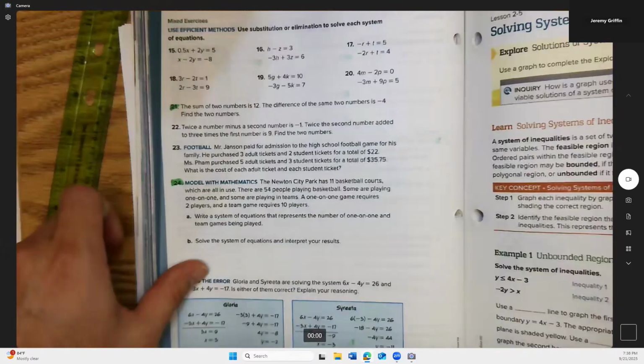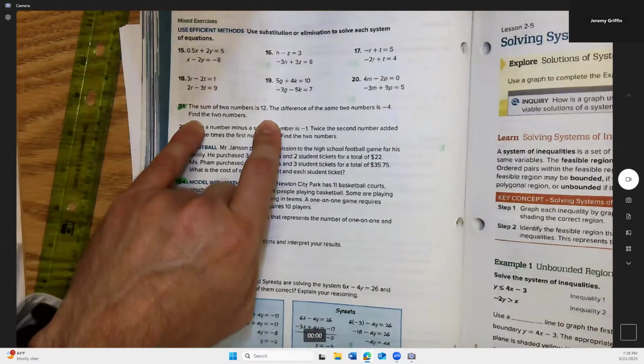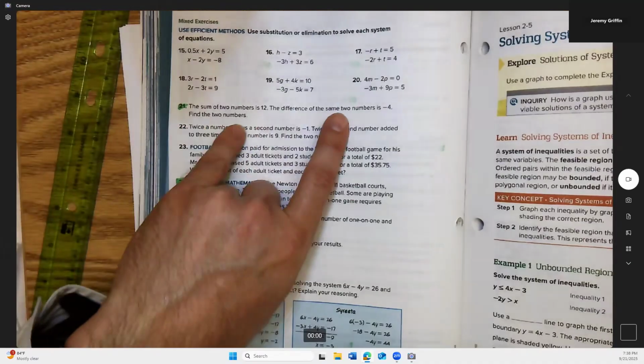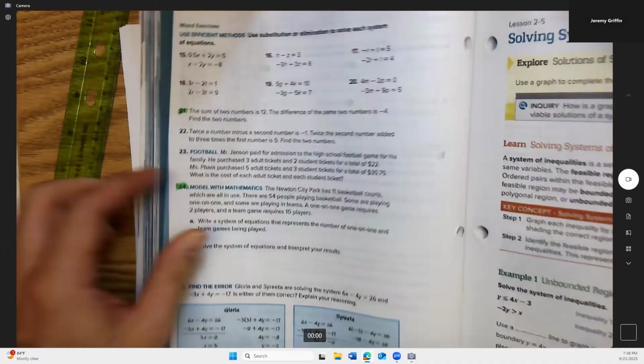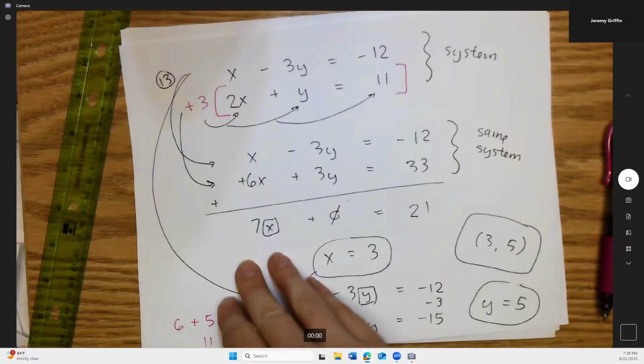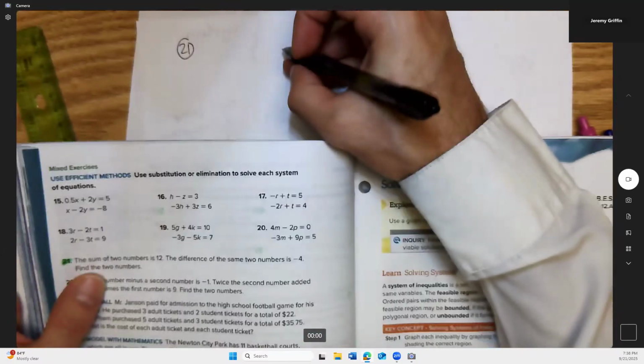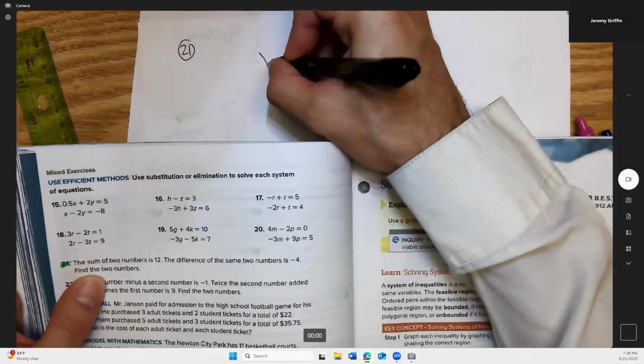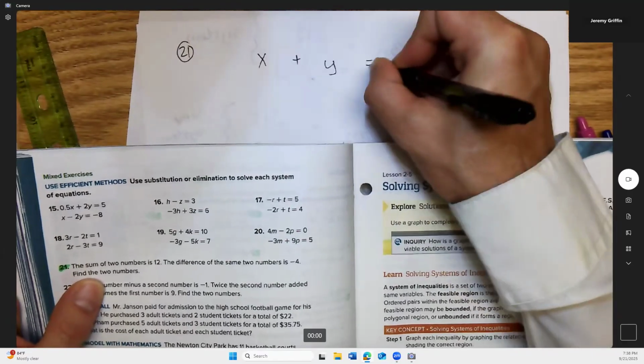All right, 3 more of you guys here. Number 21, the sum of two numbers is 12. The difference of the same two numbers is negative 4. Find the two numbers. Yeah, we do that. So I can call the numbers x and y. I can call the numbers a and b. I could, whatever I want. So let's do x and y. That's pretty traditional. Sum of two numbers, x plus y, is 12.